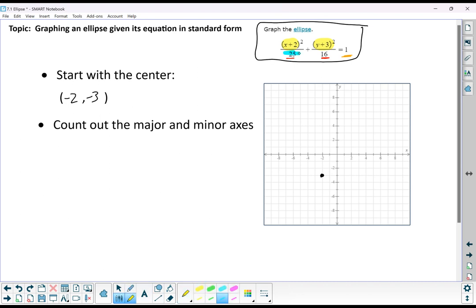below the x squared, we have 25. Well, 25 is the same as 5 squared. And so in the x direction, I'm going to count out 5. 1, 2, 3, 4, 5. 1, 2, 3, 4, 5. And then in the y direction, you see a 16 underneath the y plus 3 squared. So that would be a 4 squared. And so in the y direction, I'm going to count out 4. So the amount we count out is just different in the x and the y direction.